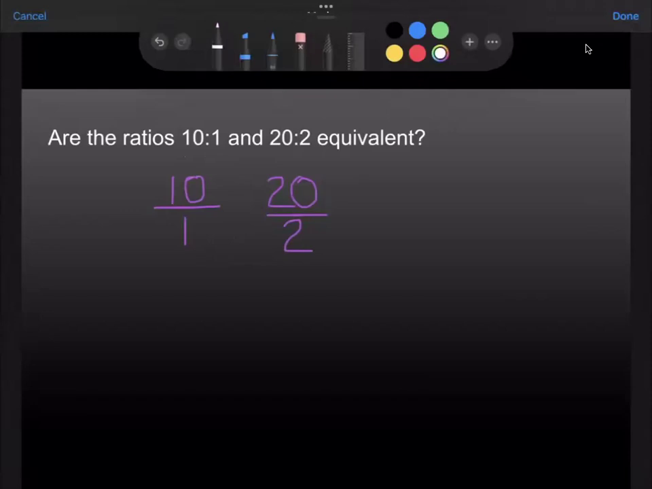Now, the other way we could do this, and I'm going to erase these to show you this as well, is we can use what's called cross multiplication or cross products. The way that we do that is we multiply the two numbers across, so one numerator to one denominator. 10 times 2 is 20. And then we multiply the other pair. So 20 times 1 is 20. If you end up with the same number when you do that, then you know your ratios are equivalent. So again, this is exactly how it would be if we had equivalent fractions.